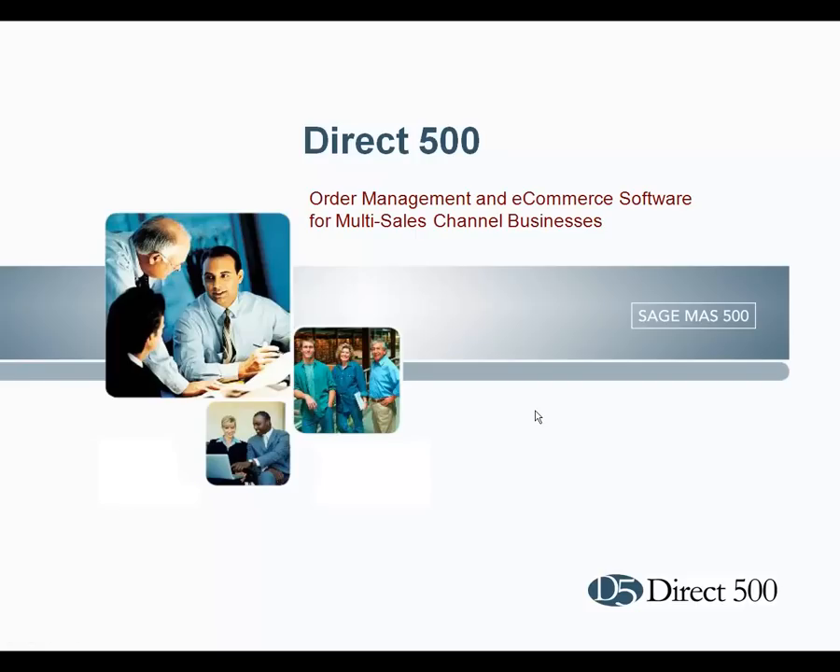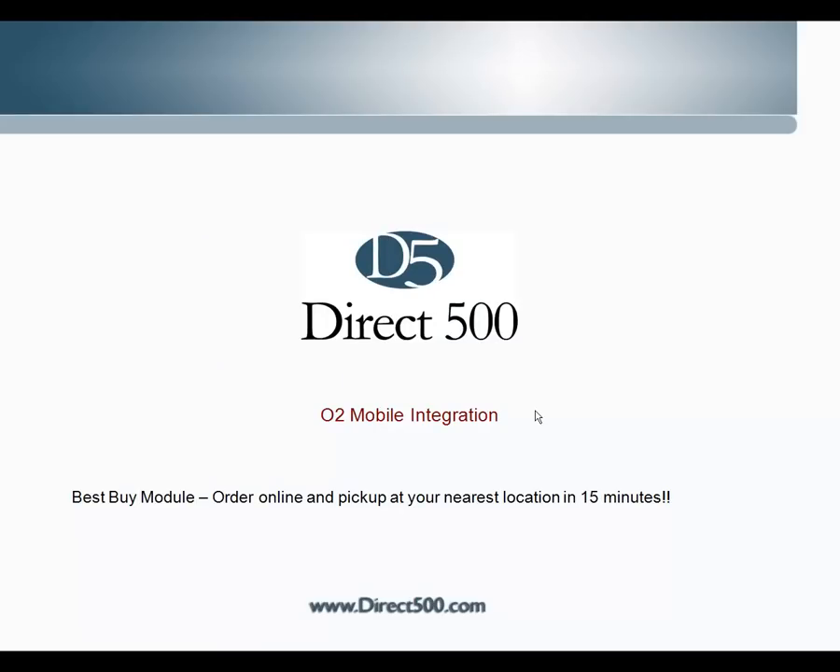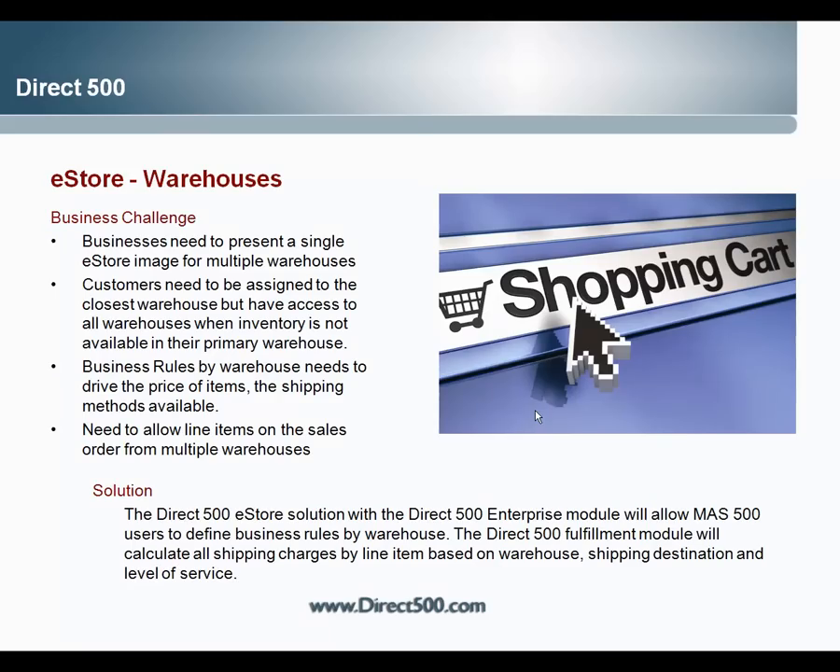Direct 500, order management and e-commerce software for multi-sales channel businesses. Today we're going to look at the O2 Mobile integration for Mas 500 and Direct 500. We like to call this our Best Buy module. So you can go online, order your product, and pick up at your nearest location in 15 minutes. So let's talk a little bit about some of the business challenges involved in doing that.